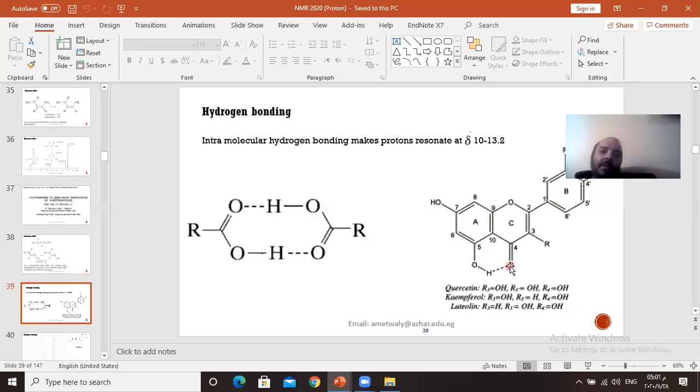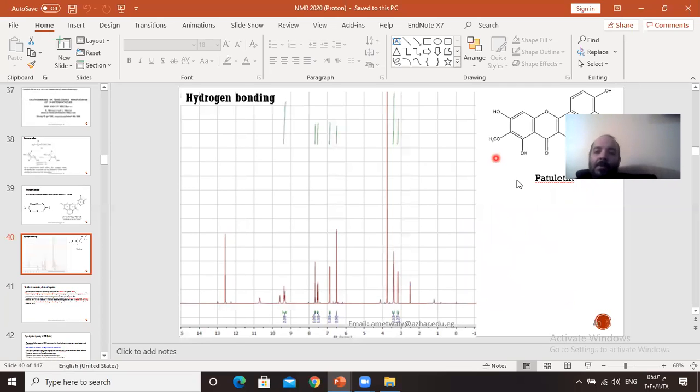So if you isolate a flavonoid and you send it to NMR and you see a sharp singlet at 11 or 13, it's very sharp, by the way, you know you have a hydroxyl group on position 5. For example, this is patuletin. Patuletin is a major flavonoid in Tagetes patula, and this is the proton of number 5.